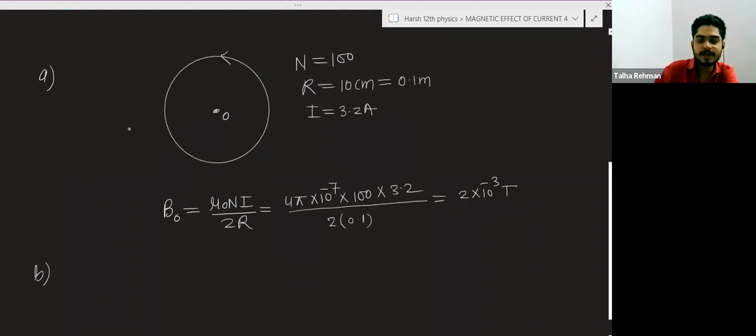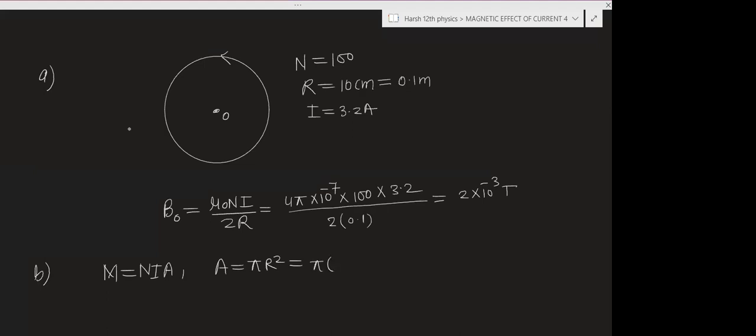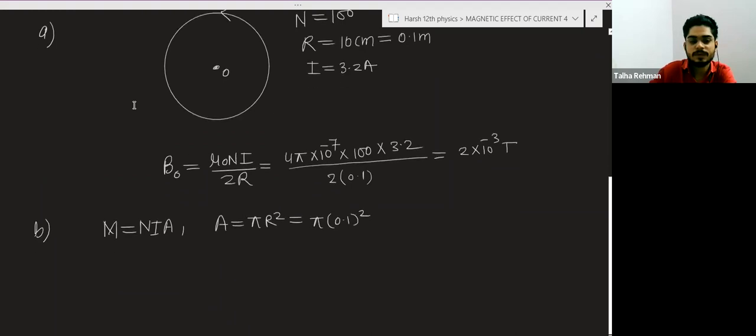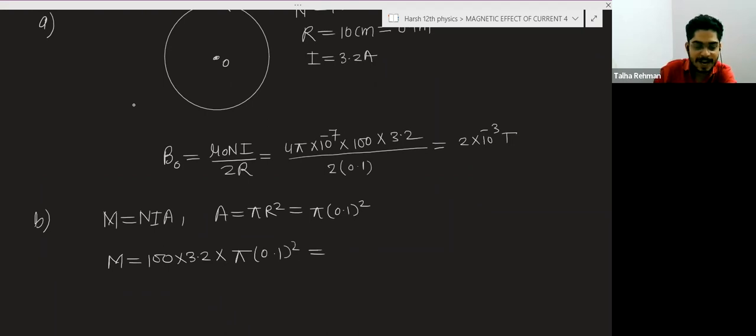In B part, they are asking the magnetic moment. The magnetic moment of the circular coil is given by N i into A. Area of the circular coil will be pi r square, which is pi into 0.1 square. So magnetic moment: number of turns 100, current 3.2 ampere, and area pi into 0.1 square. Approximately you will get the answer 10 ampere meter square. That is B part. Now C part is different.